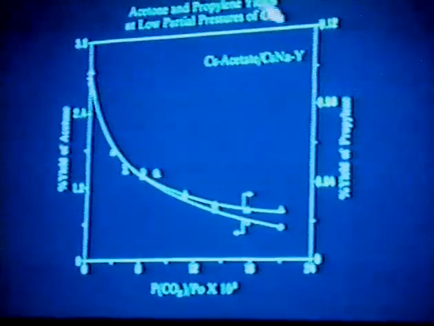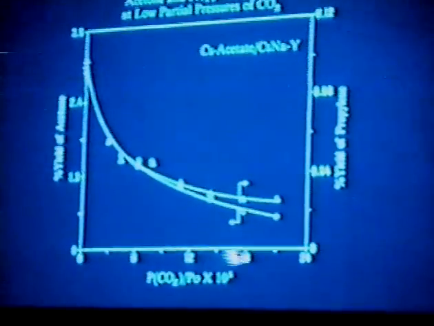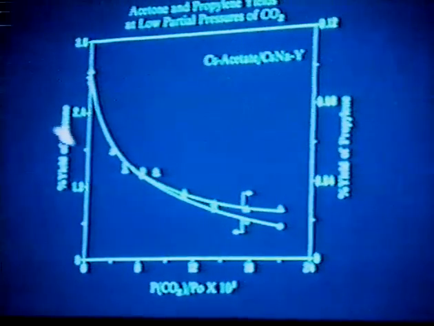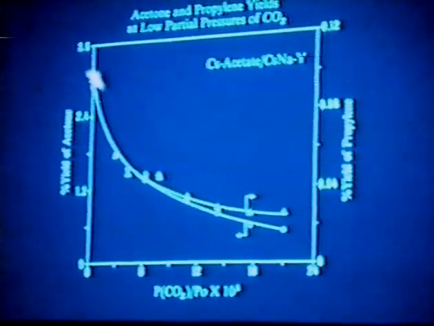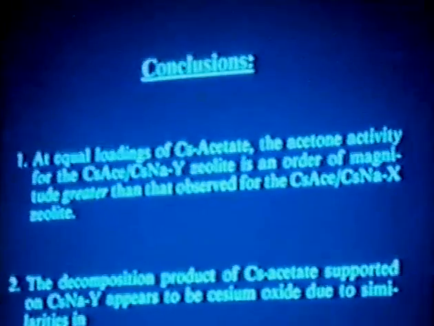When we looked at acetone and propylene yields at low partial pressures of CO2, this is P over P naught of 10 to the minus 5. Here's the acetone yield and the propylene yield. You can see the selectivity remains absolutely constant until we start getting higher partial pressures of propylene, again suggesting an isopropoxide intermediate.